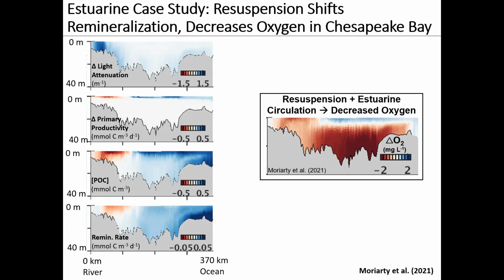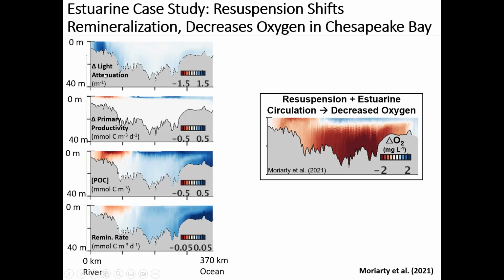This is a very different system. The Louisiana shelf is relatively flat, very open. You're getting estuarine circulation under the river plume, but it's a very different system than Chesapeake Bay, which has shallow shoals and a deep channel, and the hypoxia is really constrained to the channel because of stratification. And so we did the same thing. We ran the model with and without resuspension.